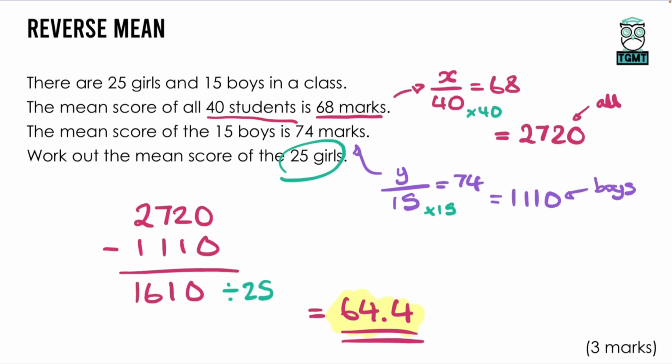So there we go, that was a reverse mean, also sometimes called a combined mean, where we're looking at different means that are given to us in one question.